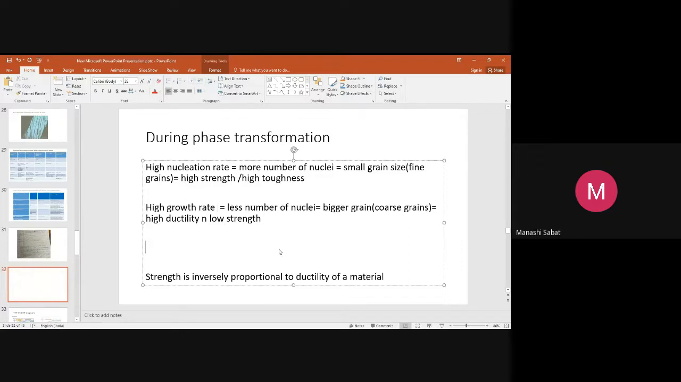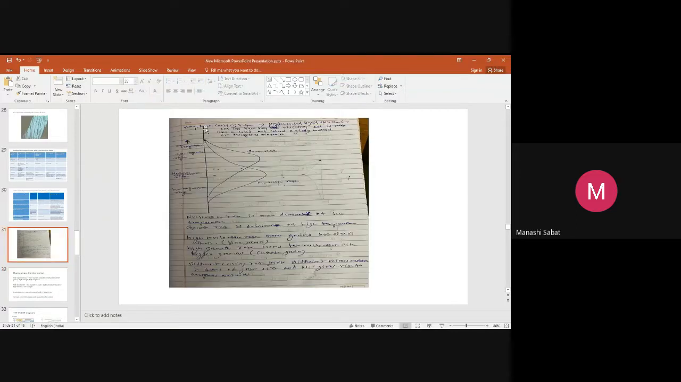Or in other words, I can write that nucleation rate is inverse to growth rate, right? If the growth rate is high, nucleation rate will be less. If the nucleation rate is high, growth rate will be less, right? Anyways, what I mean to say here, you can see this is a temperature axis. This is the division of the temperature. This is the high temperature. This is the low temperature.